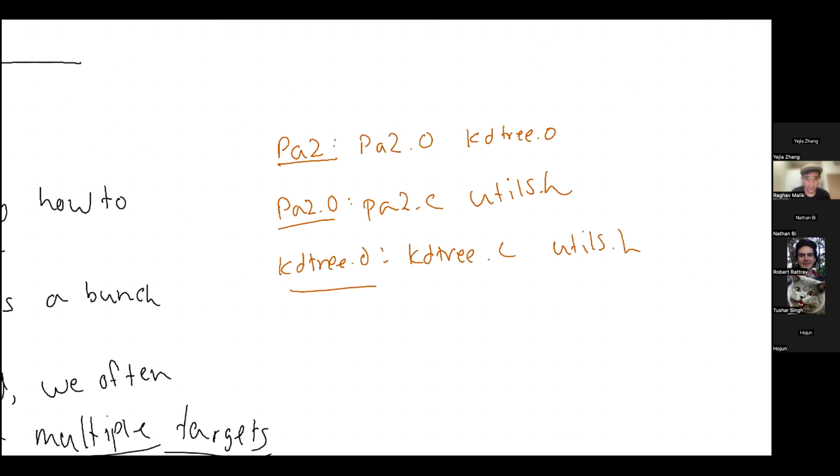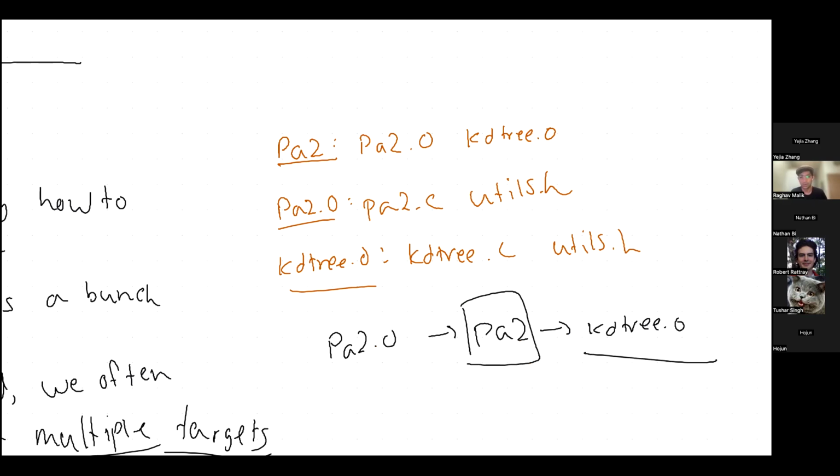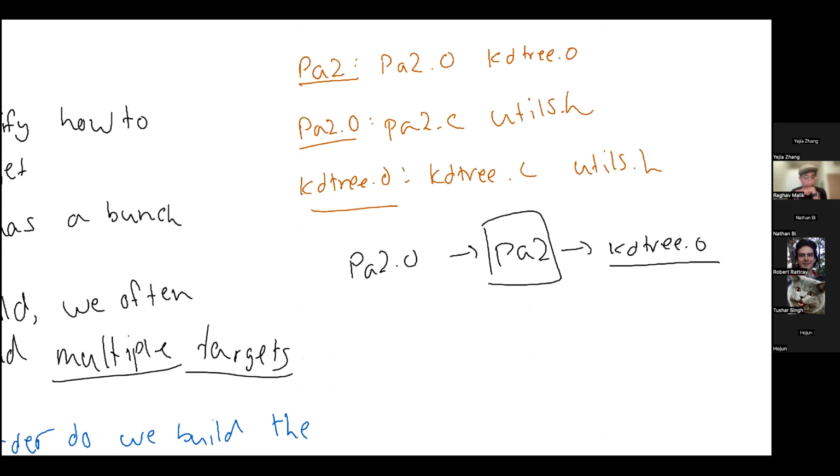I can't try to build PA2 and then go on to build the corresponding object file, because in order to build this, I have to have access to this object file to link it, right? So if I picked a bad order, right? If I said, okay, I'll build the PA2 object file, then I'll build the PA2 executable, then I'll build the KD tree object file. This build step is going to use a stale version of this object file, right? So it's going to link against the wrong thing and you're going to get the wrong output, right? So in particular, the order in which you build things matters, right?